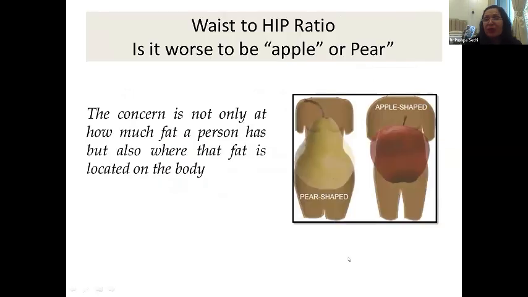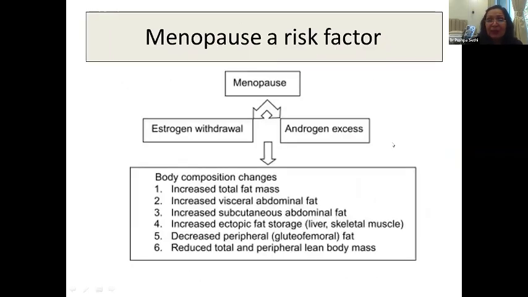So this brings us to the very, very important question of what happens to a woman when she undergoes menopause? What happens to the fat? Why does she become metabolically unhealthy? How does the pear-shaped obesity turn into the apple-shaped obesity? And menopause is a risk factor. Yes, a strong risk factor because of the estrogen withdrawal and androgen excess.